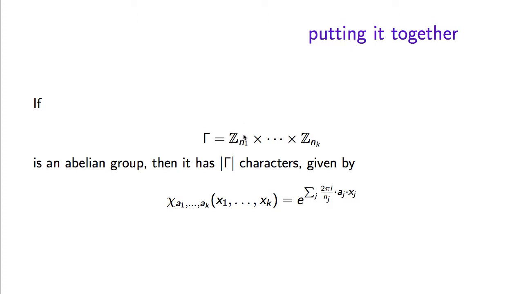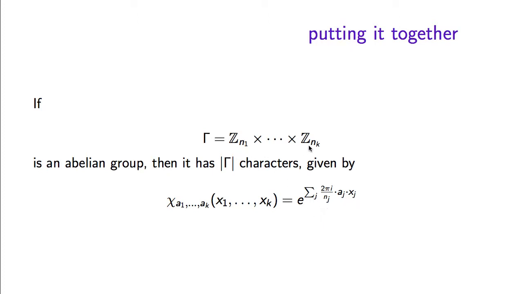Now each cyclic group has characters given by that mapping of an input x into e to the 2 pi i times a times x divided by n, where a can be chosen from 0 through n minus 1, and each choice determines the character. So now a generic character of Zn1 will be given by the choice of a number a1, and then the corresponding character will map x1 into e to the 2 pi i a1 x1 divided by n1.